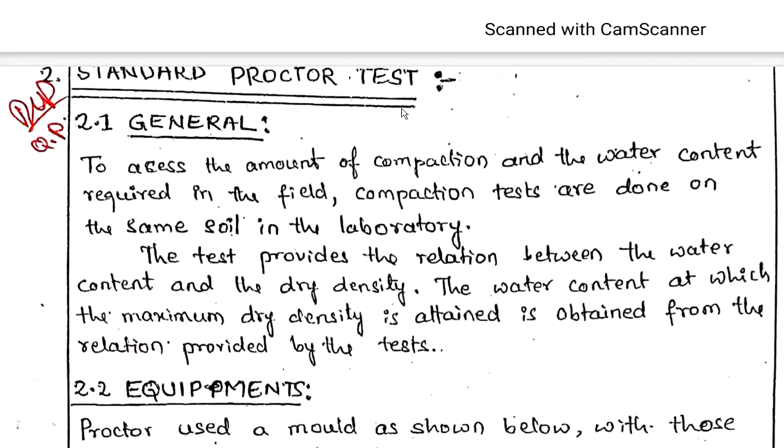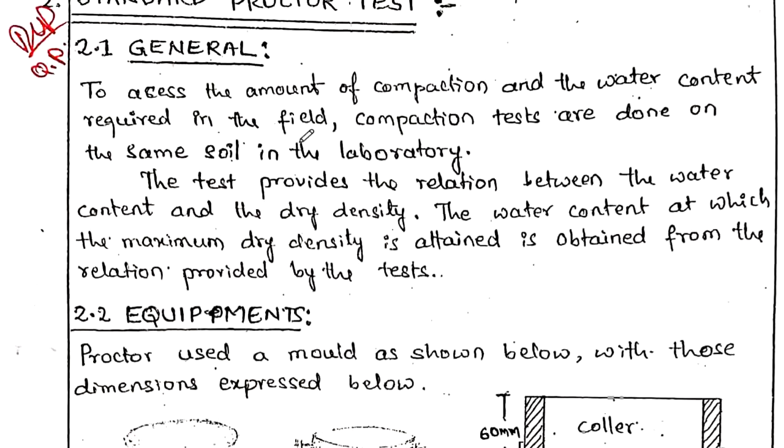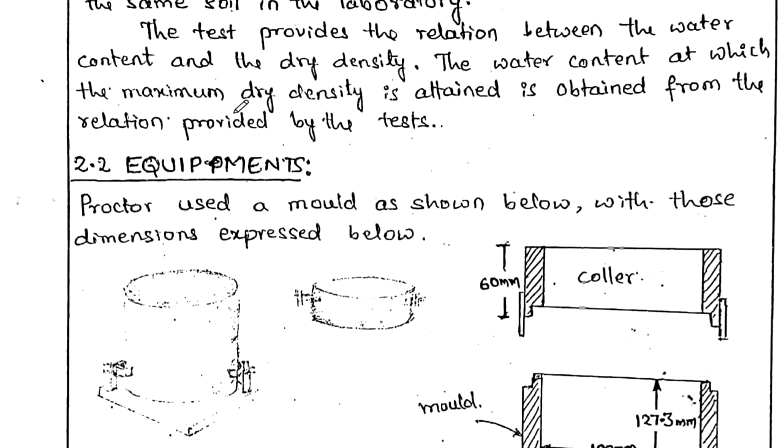We are going to solve the problems on the standard as well as the modified Proctor test. Let us try to understand what these tests are. We have discussed these tests in previous sessions. The standard Proctor test and modified Proctor test are used to determine the optimum moisture content and maximum dry density. What is optimum moisture content?